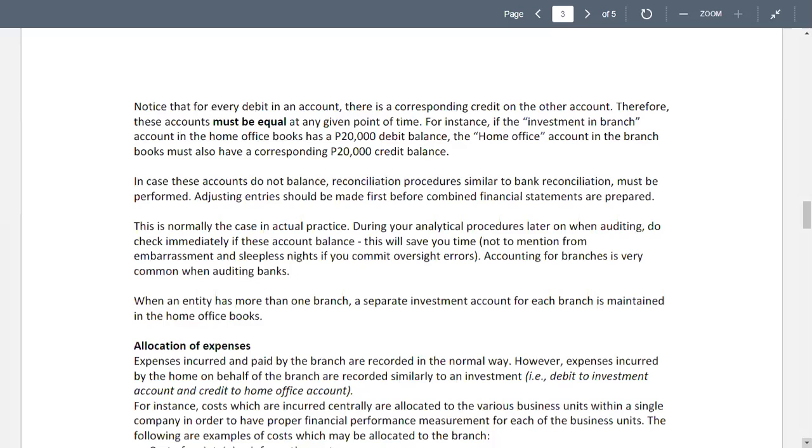Do check immediately if this account balances. This will save your time, not to mention embarrassment and sleepless nights if you commit oversight errors. Accounting for branches is very common when auditing banks.